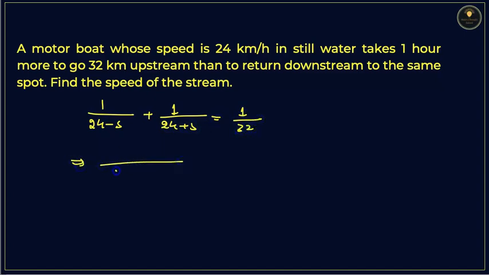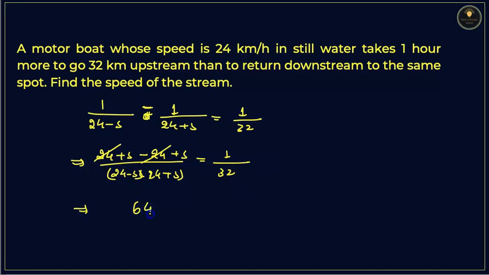Now if I want to take the LCM, here you will write 24 plus s, and here you will write 24 minus s, and this value will become negative, right? This value will become minus of 24 plus s, which is equal to 1 by 32. So minus 24 plus 24 will get cancelled, and you will get 2s. 2s will get multiplied with 32. You will get the value as 64s, and here you will get 576 minus s square. If I want to write it further, you will write s square plus 64s minus 576, which is equal to 0.